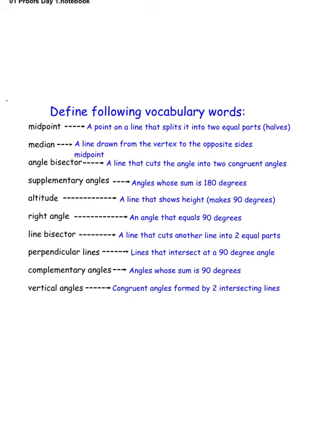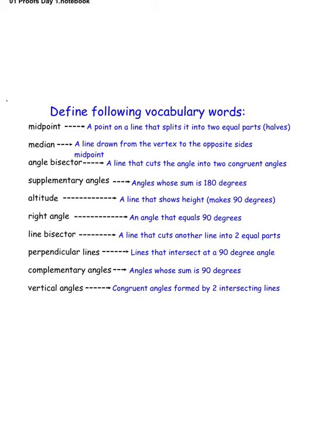so that you have these vocabulary words to refer to. So a midpoint is a point on a line that splits it into two equal parts or halves. A median is a line drawn from the vertex to the opposite side's midpoint. An angle bisector is a line that cuts an angle into two congruent angles. Supplementary angles are angles whose sum is 180 degrees. An altitude is a line that's drawn to show height. It makes 90 degrees.